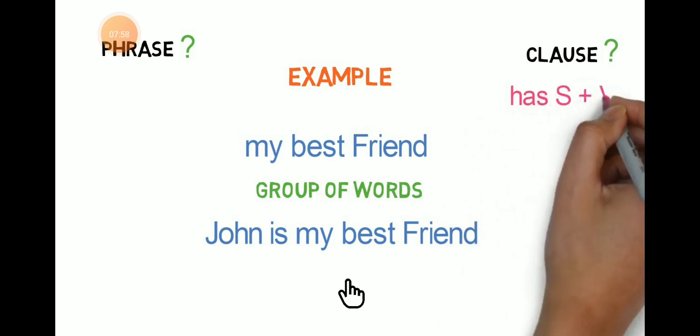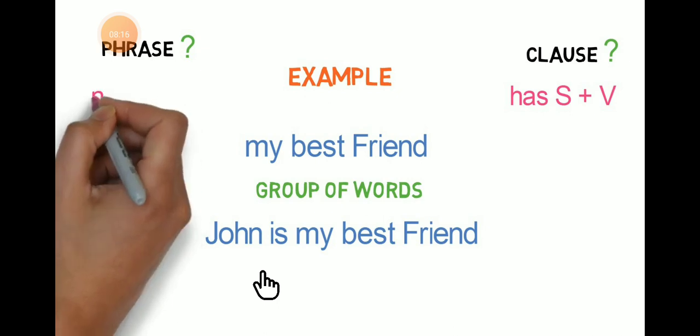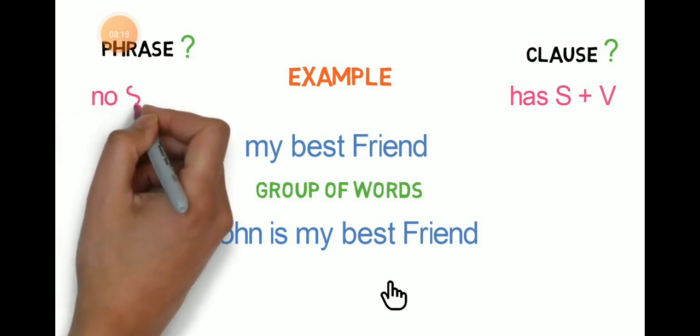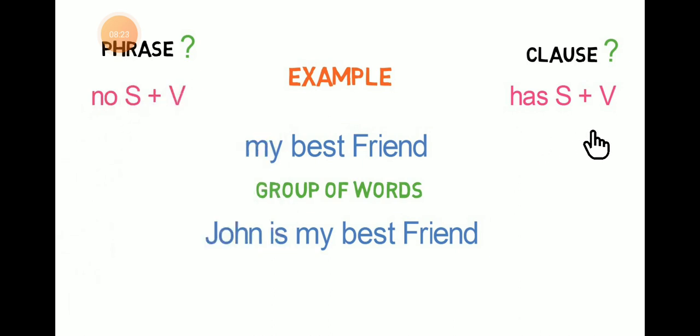Here we have John as the subject and "is" as a helping verb. In this sentence you will get the subject and verb combination. For a meaningful sentence there should be a subject and verb combination. So a clause has a subject plus verb, and this sentence belongs to the clause. The subject is John and "is" is a helping verb.